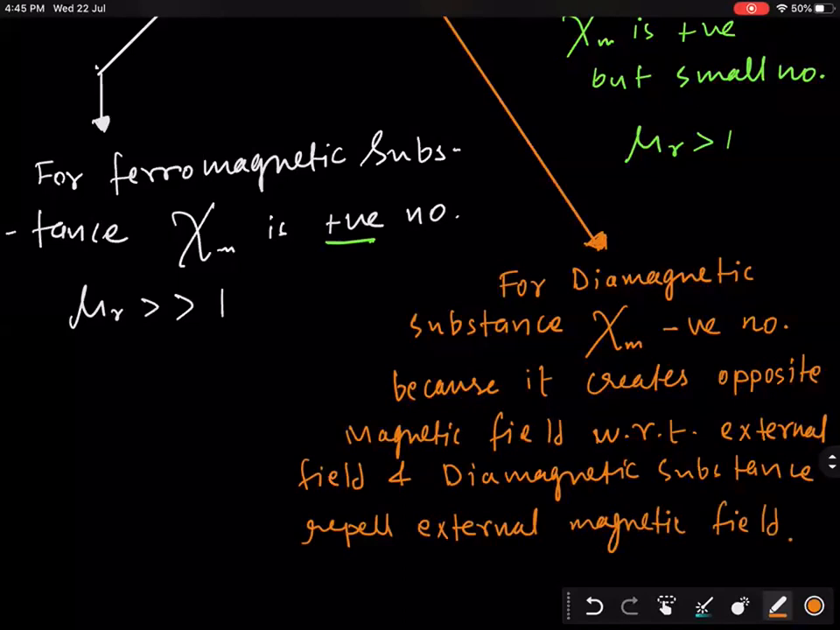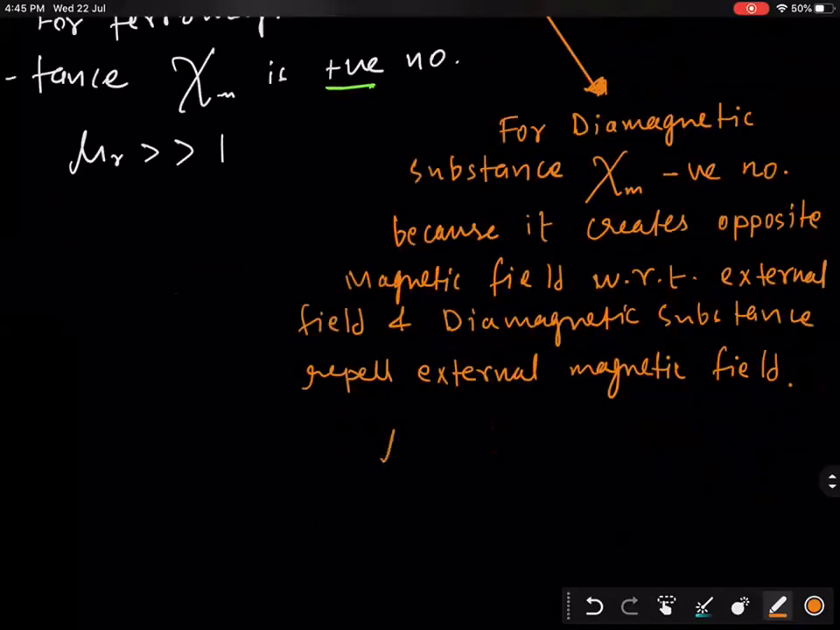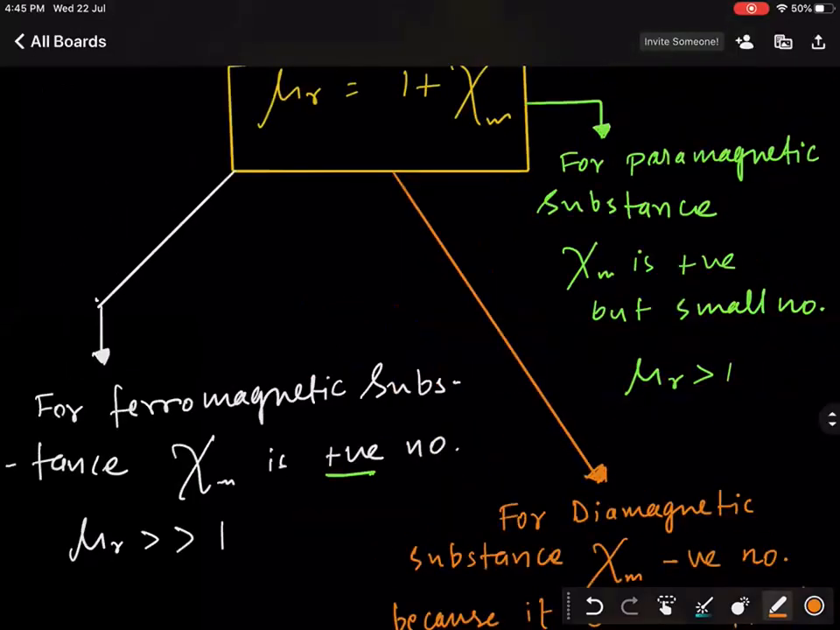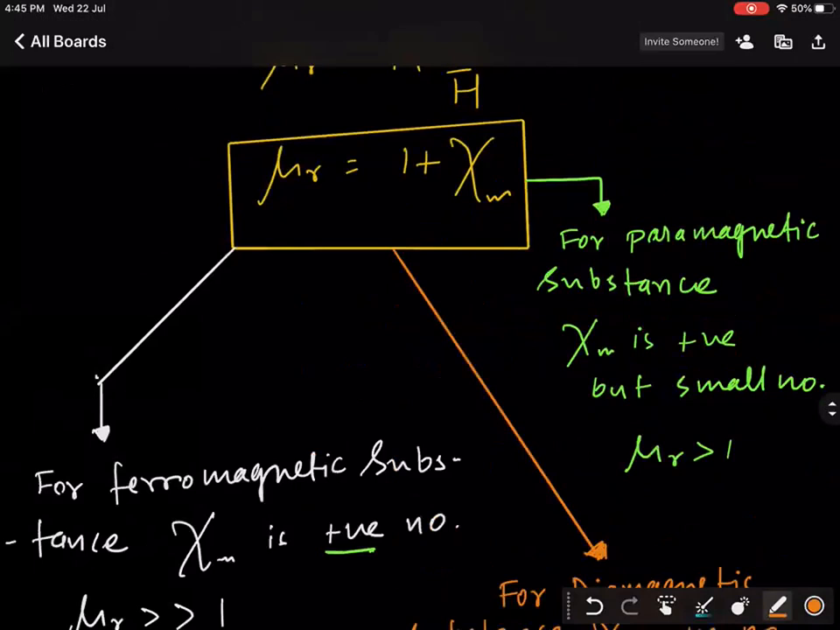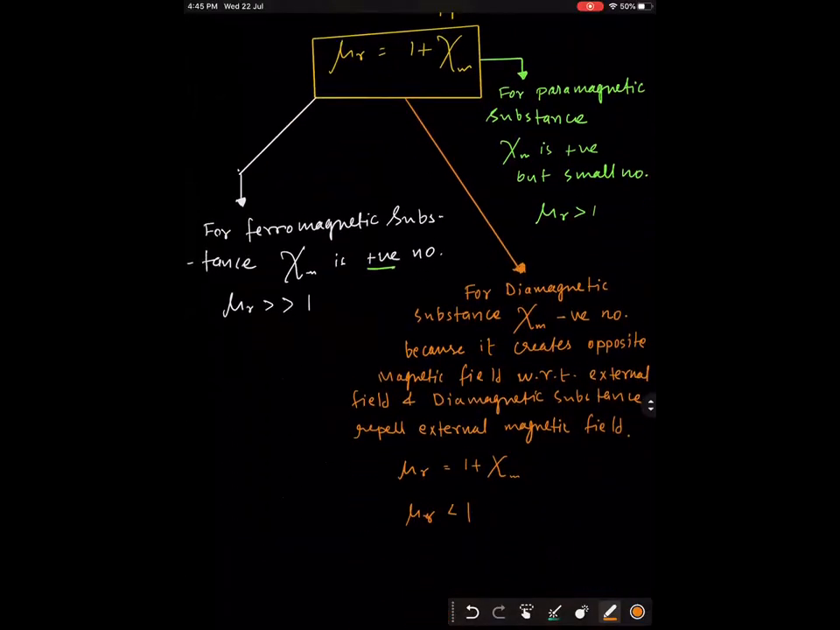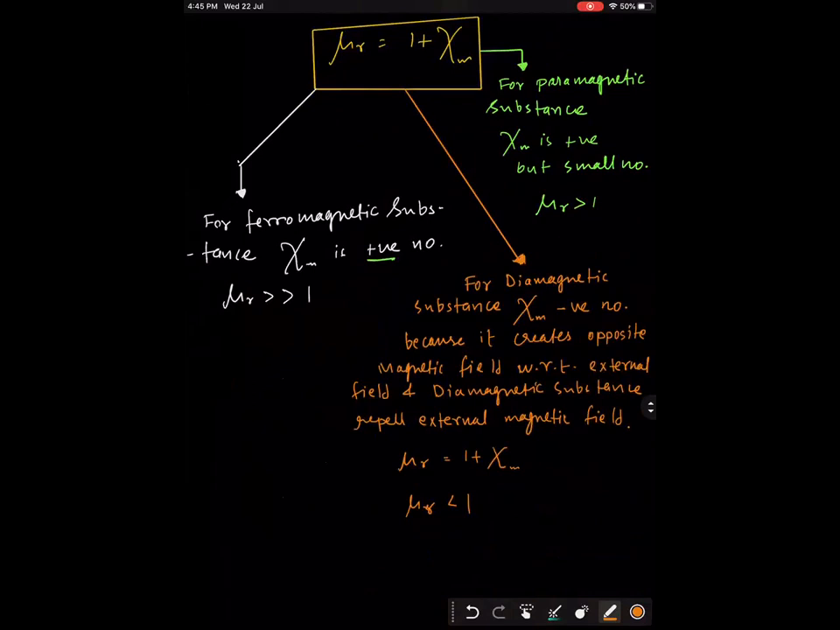Yes, sir. So the value of chi is negative. So what should be mu R? Mu R is less than 1 for a diamagnetic substance. You agree with that? Yes, sir. Very important comparison. Please copy it. It is important.